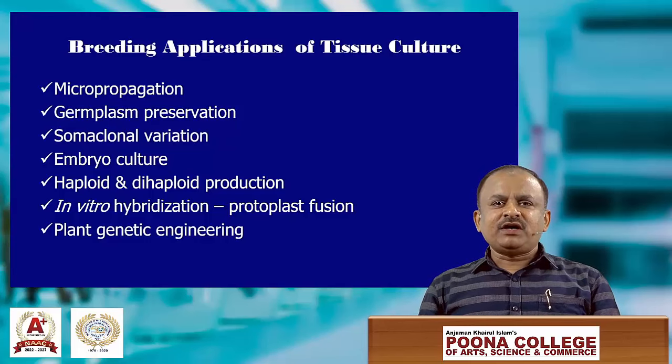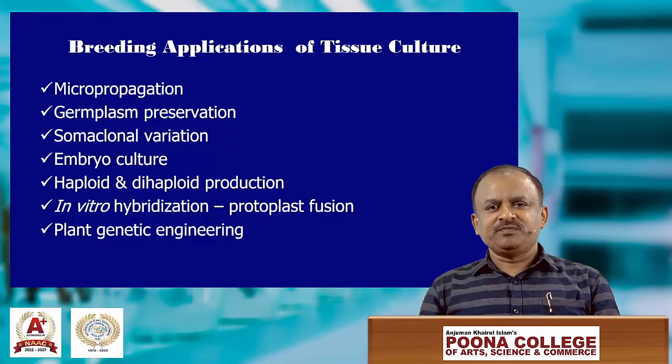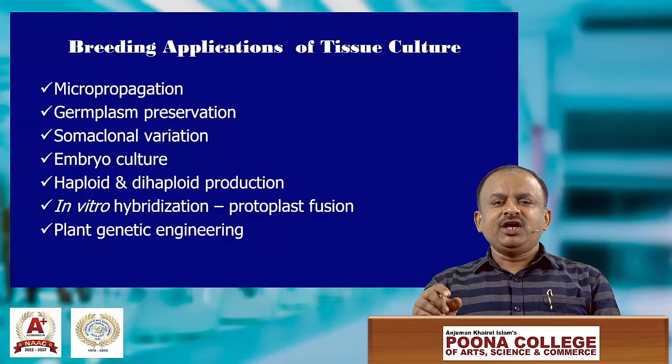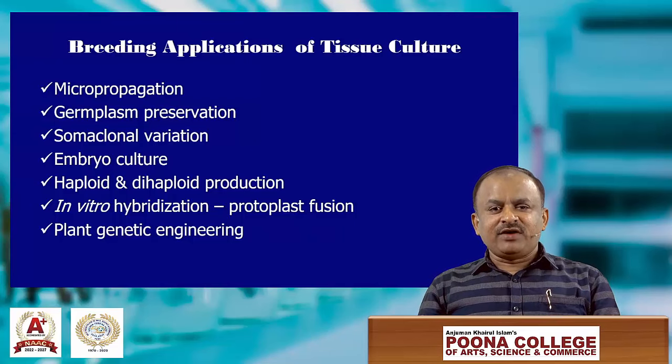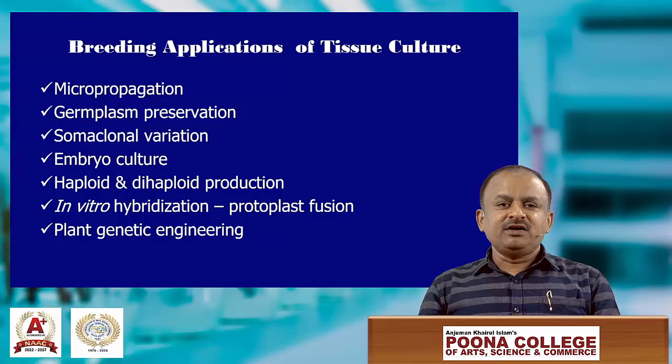What are the different applications of plant tissue culture? This technique is very important for micropropagation. We can get germplasm preservation by using tissue culture technology. Somaclonal variations we can also get by tissue culture techniques. With embryo culture, we can get haploid or diploid production. Then in vitro hybridization, for example protoplast fusion, is very important; we can take help of it for plant hybridization. And in addition to that, plant genetic engineering.